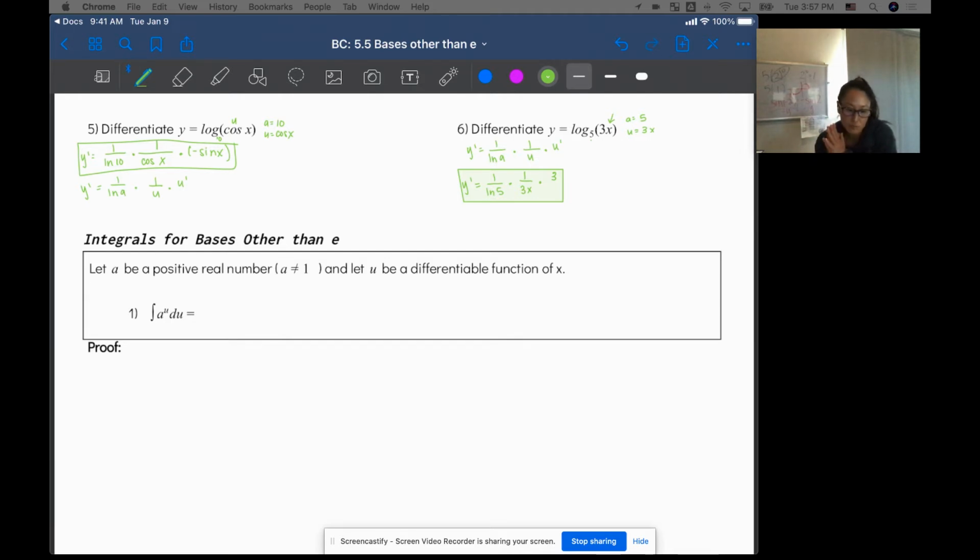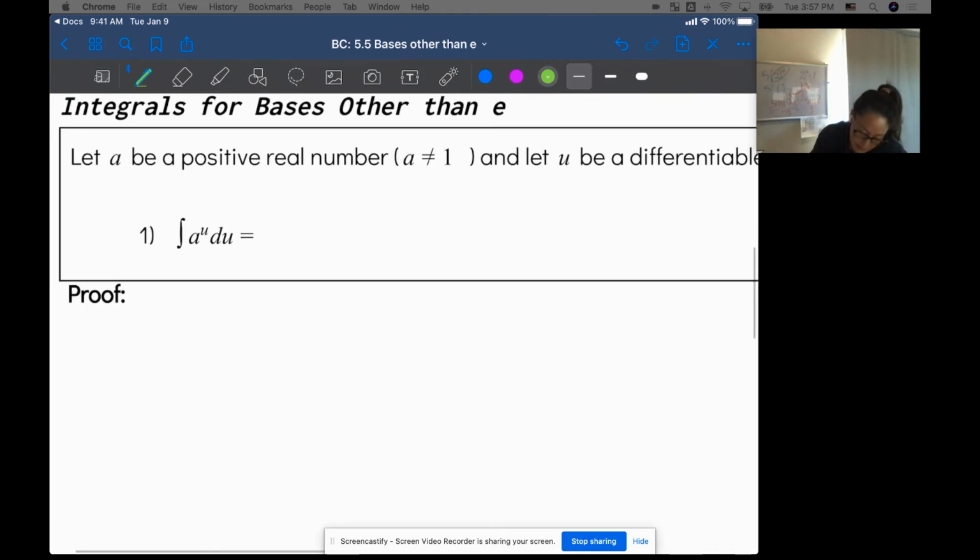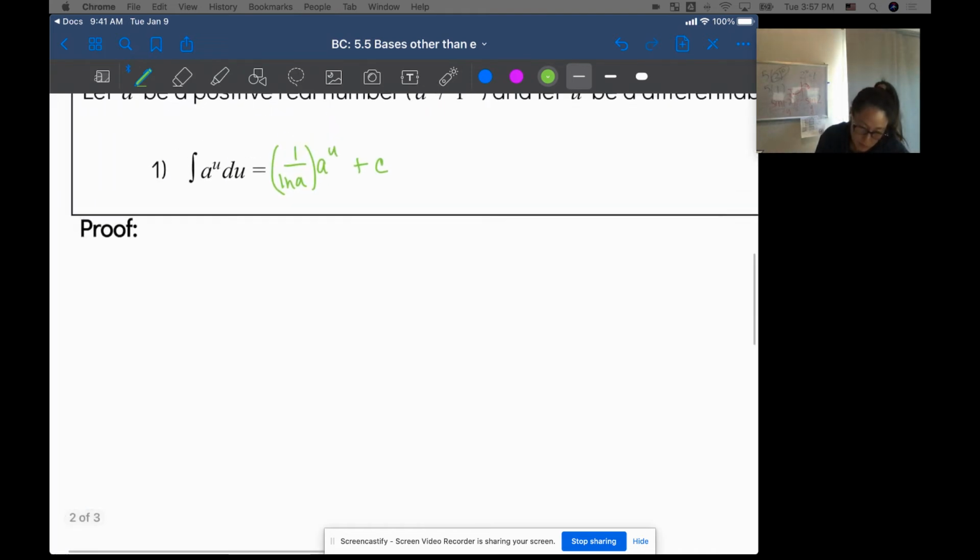Okay, so we're going to take the integral of bases other than e. So now I have the antiderivative of a to the u du is equal to, it's really similar. When I take the antiderivative of e to the u, it's e to the u. It's the same deal here, except it's a to the u times 1 over the ln of a plus c. And let's do a little proofy proof.